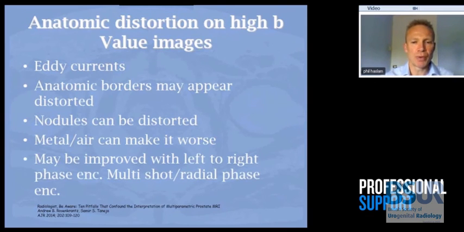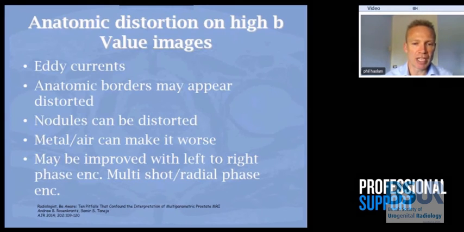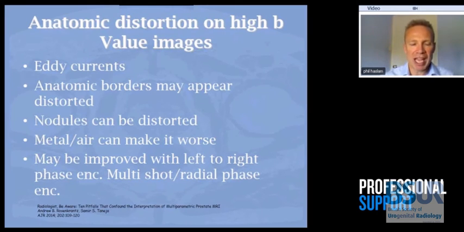This can be improved with left to right phase encoding or multi-shot or radial phase encoding DWI type techniques. And I have got some experience with this recently with our new scanner. We did do some diffusion-weighted imaging of a patient with a hip replacement, and actually the images were really very, very acceptable.